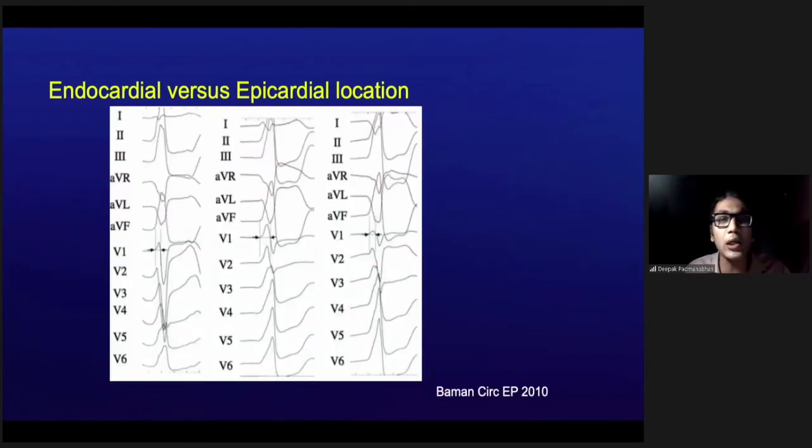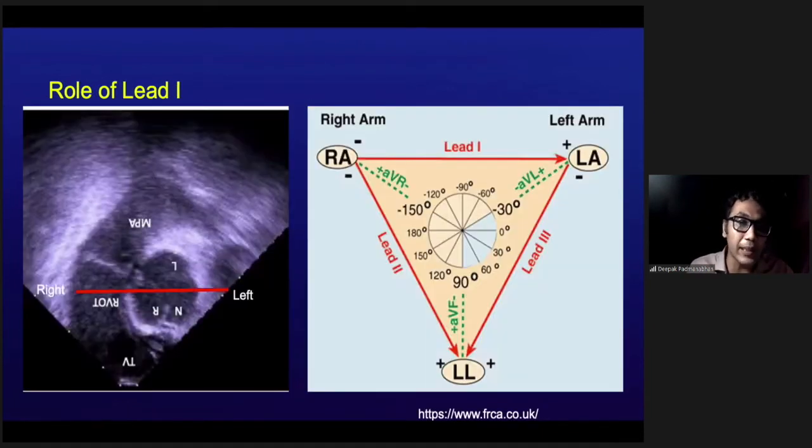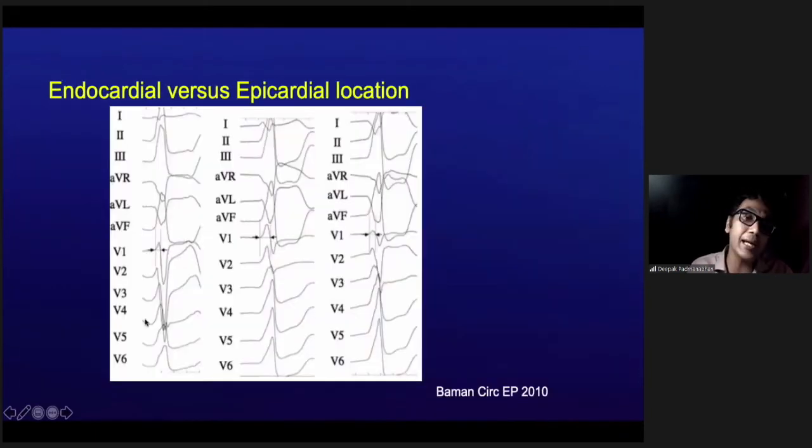Now, there is this thought about why it is not from the epicardium. Why do you consider it from the endocardium alone? There are clues to that too.